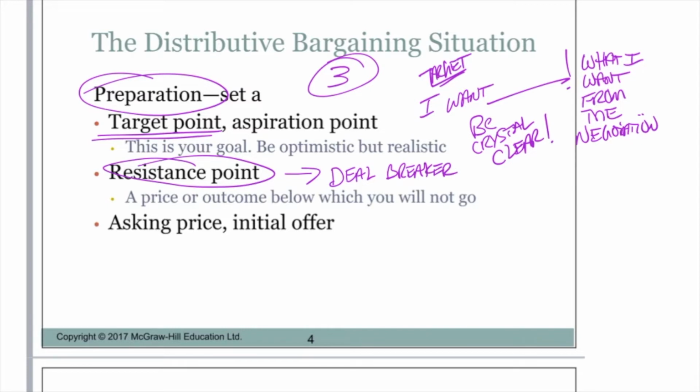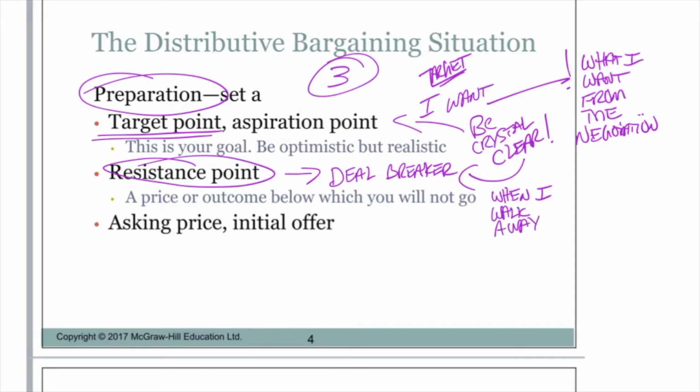The resistance point is something that too often I think we are not clear enough about ahead of time. We sometimes hear something that will trigger, oh, that's too far. But if we're clear in advance, based on our preparation, where we're willing to go to and what our maximum is, or minimum, depending on what the resistance point is, that will help us in terms of how we figure out ways to get to our target point with our opponent.